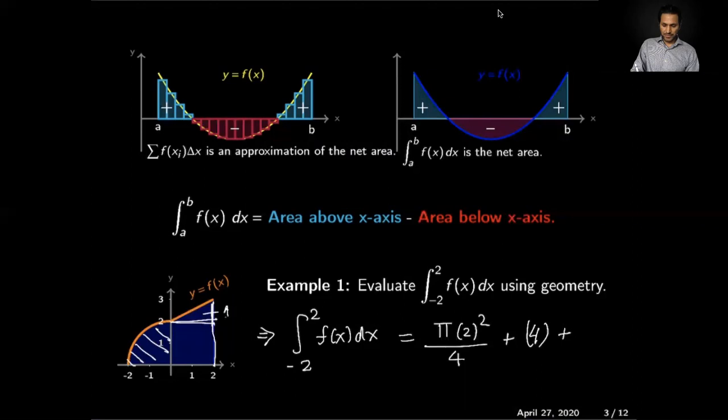The height is 1 unit and the base is 2 units. So it will be 1/2 times 2 times 1. If I simplify this, the circle part is simply pi, and the rest gives me 5. So my total area, the net area of this function from -2 to 2, is 5 plus pi. So that is also the definite integral.